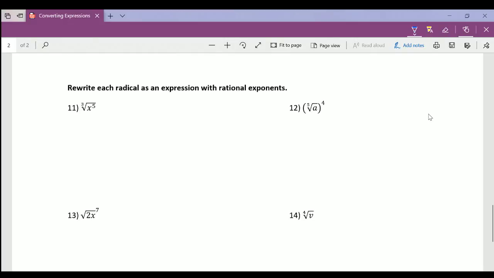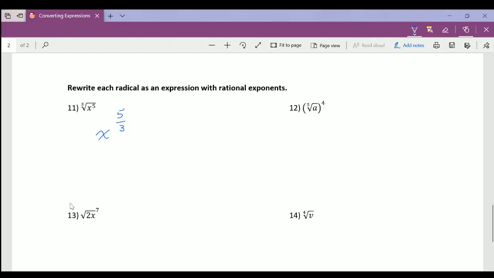Anyway, let's go the other way. Rewriting each radical as an expression with rational exponents. A lot of people call this easier. It very well could be. X is the base. Okay, this is your power, and well, that is your root, your index. So when we make our fraction, 3 goes on the bottom, it's the root, 5 goes on the top, it's the power, and we're done.